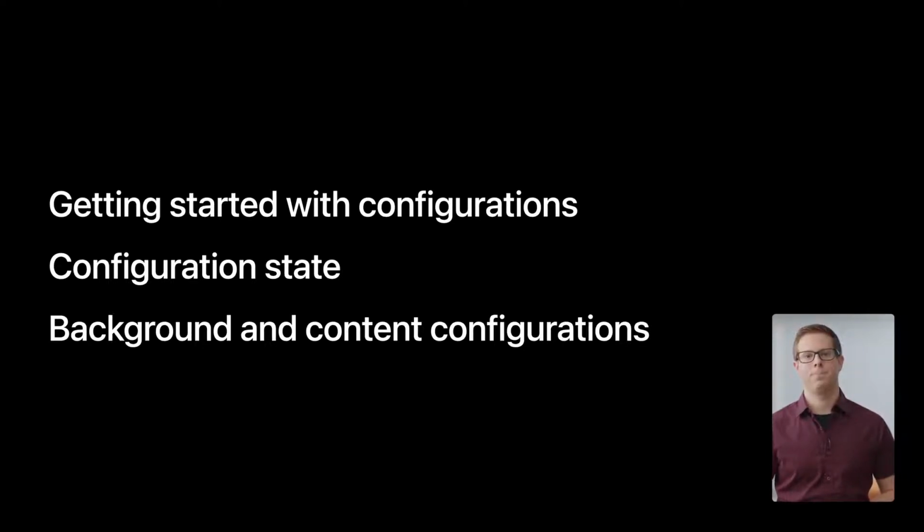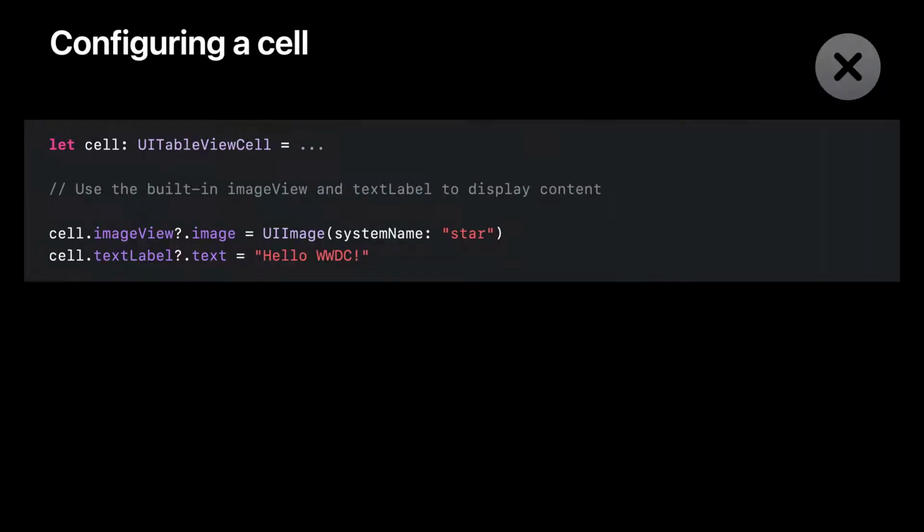Before we get into any of these modern cell configuration APIs, let's take a quick look at an example of how you would configure a table view cell in iOS 13. If you've ever used UITableView before, this should look very familiar. Here, we're using the built-in image view and text label properties on UITableViewCell to display an image and some text. This is a simple example of what we mean by cell configuration.